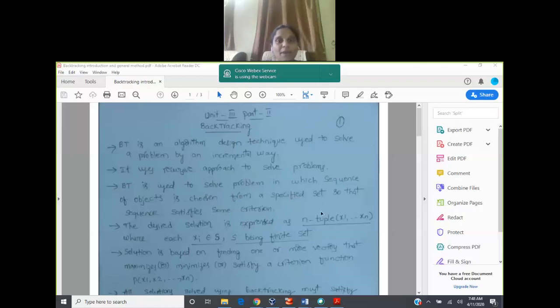Next, coming to backtracking. Backtracking is an algorithm design technique used to solve a problem with the help of an incremental method. It uses a recursive approach to solve the problems.